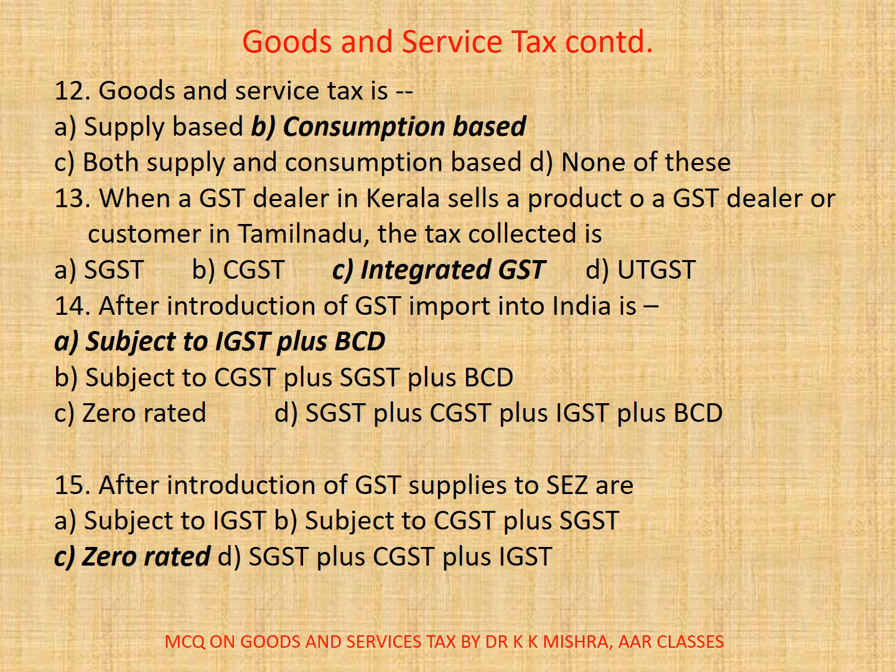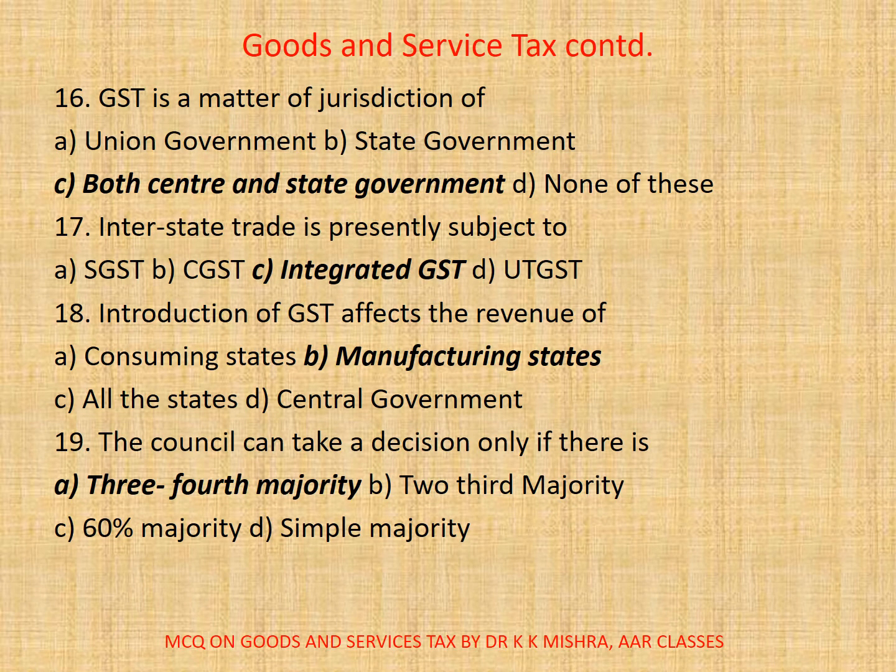15. After introduction of GST, supplies to SEZ, Special Economic Zone, are: A. Subject to IGST, B. Subject to CGST plus SGST, C. Zero rated, D. SGST plus CGST plus IGST. Here the correct option is C, zero rated.